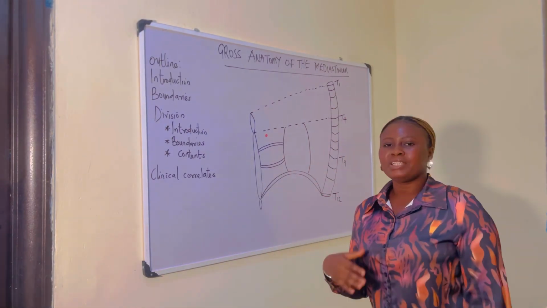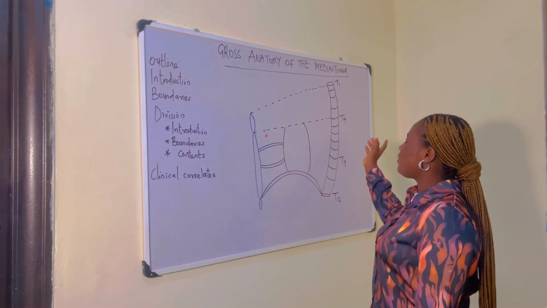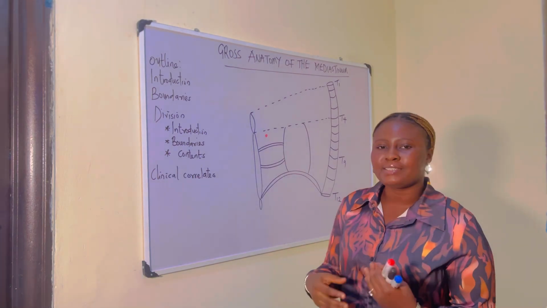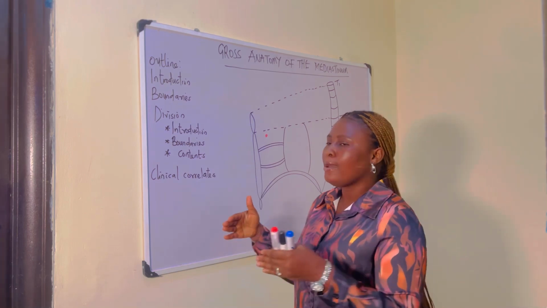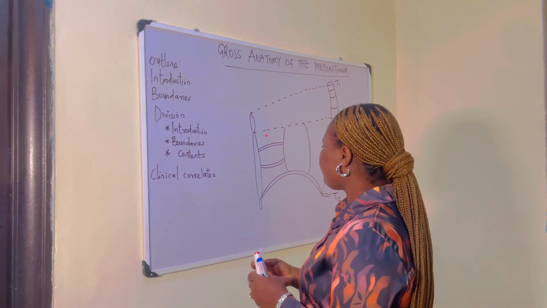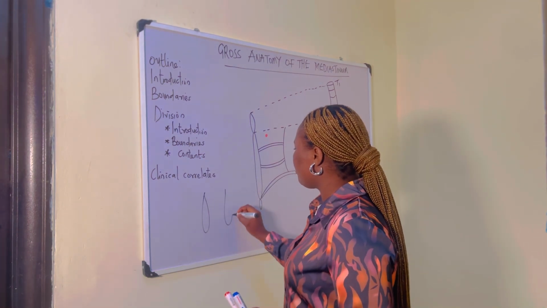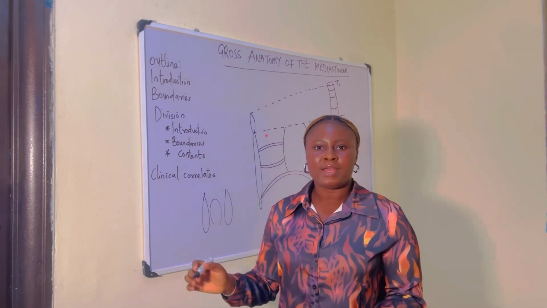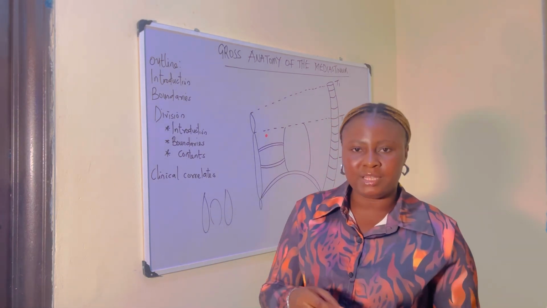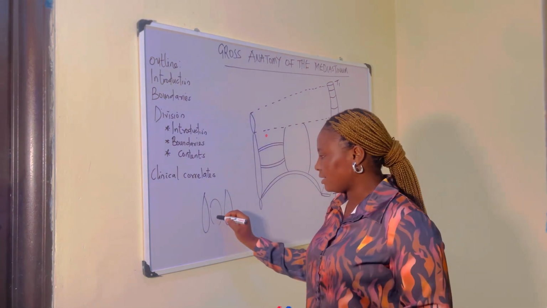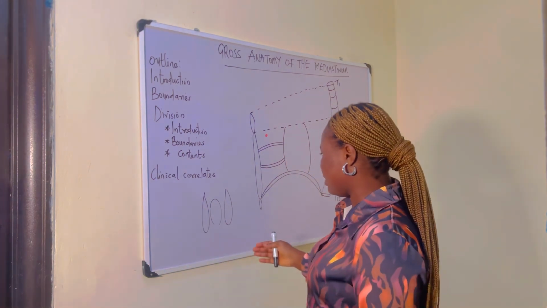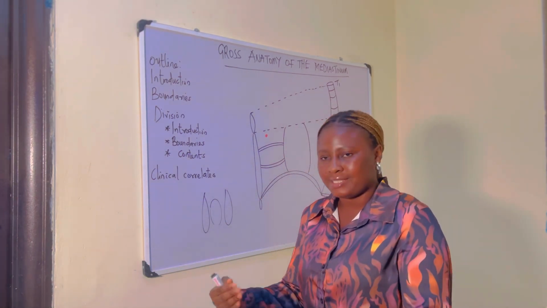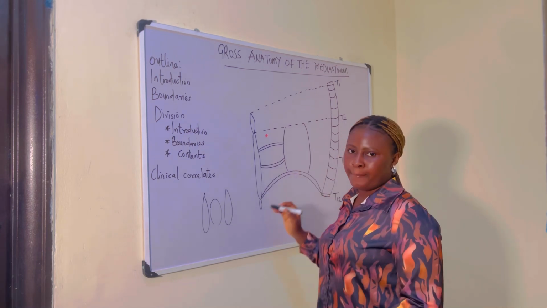Today we are going to be talking about the gross anatomy of the mediastinum. What is the mediastinum? The mediastinum is the median septum of the thorax between two lungs. So if these are the lungs, then you have the mediastinum. The major content of the mediastinum is the heart, and this heart is enclosed by what we call the pericardium, which is present in the middle mediastinum.